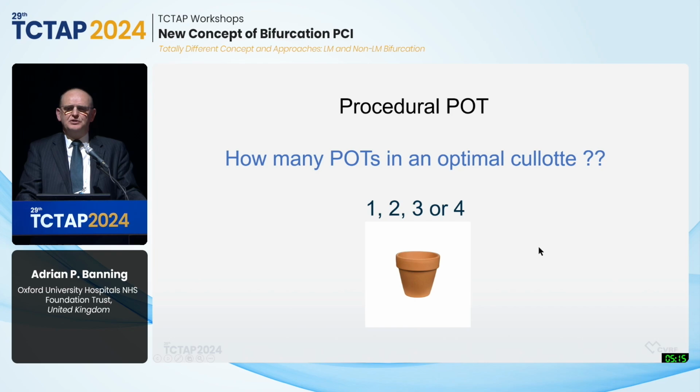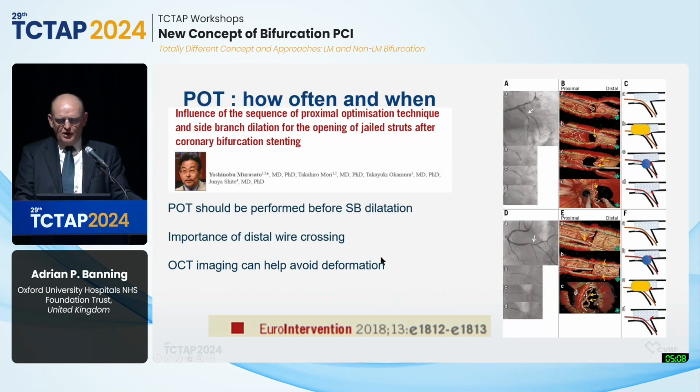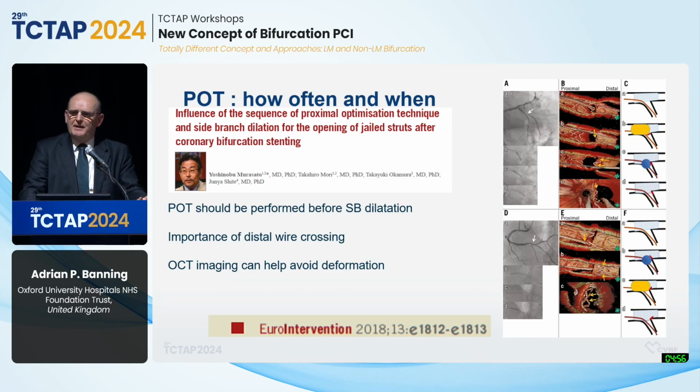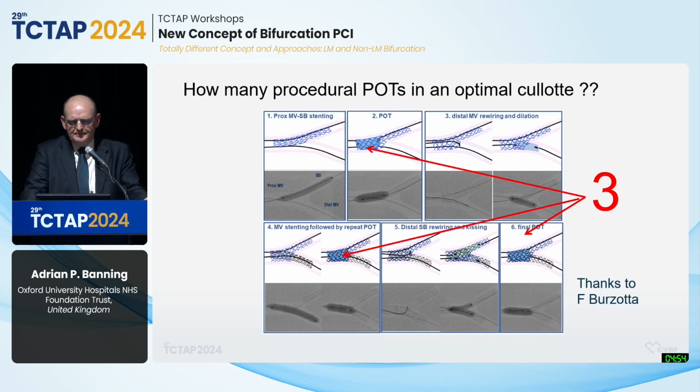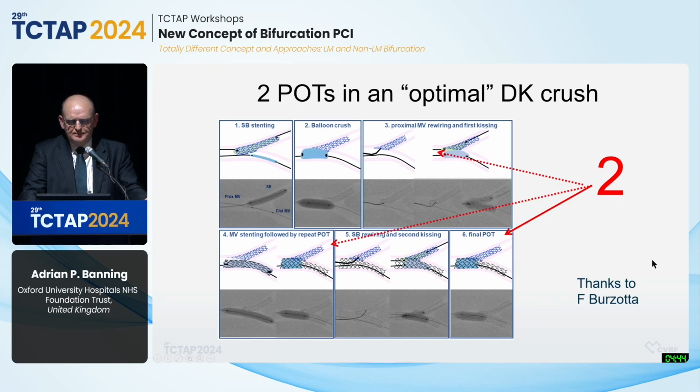How many POTs should you do in an optimal clot? 1, 2, 3, or 4? I won't take a vote, but the answer is 4. And this was nicely shown by Professor Murasato, who showed the importance of making sure that we cross in the right place and that that will help optimize the expansion of the stent if we do it properly. So then the optimal clot, you can see the position of the POT balloon in these cartoons, and that allows us to get the right approach. There are two POTs in an optimal DK crush.